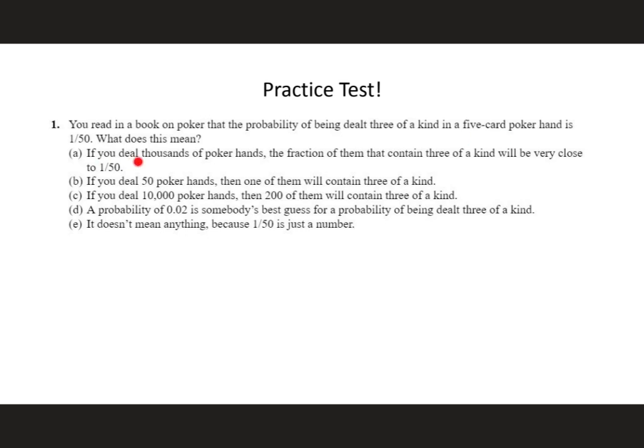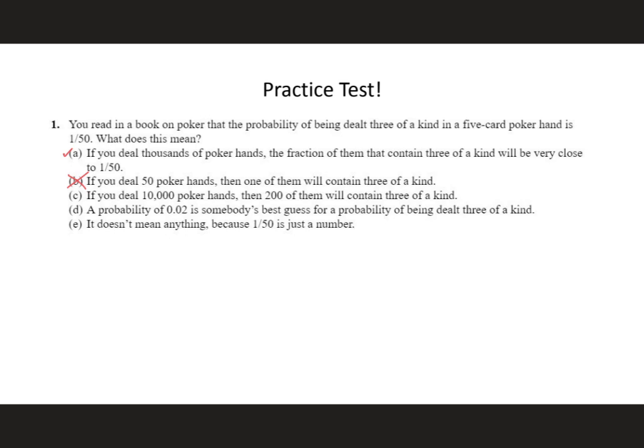So A says if you deal 1,000 poker hands, the fraction of them that contain 3 of a kind will be very close to 1 out of 50. That seems like it might be good, but let's check the other ones. If you deal 50 poker hands, then one of them will contain 3 of a kind. Well, we know that that's not true because you're never going to get exactly 1 out of 50. You might, but it's unlikely.